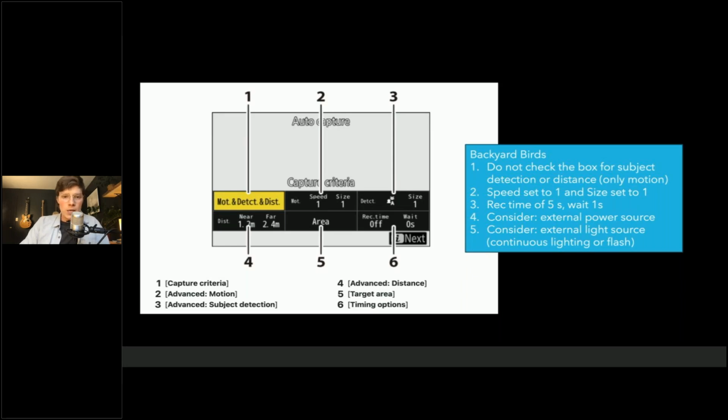Again, for me, I'm doing a record time of 5 seconds when I'm doing video, or a photographing period of 5 seconds of continuous shooting, and then wait a second. And if the subject is still in frame, do it again. And one consideration for the interval that you set here is whether or not you're using an external power source. So if you're able to physically plug in, if you're in your backyard, or if you have a huge power supply that you might use at a job site if you're a contractor, those are really great for powering a continuous light or also powering your camera.